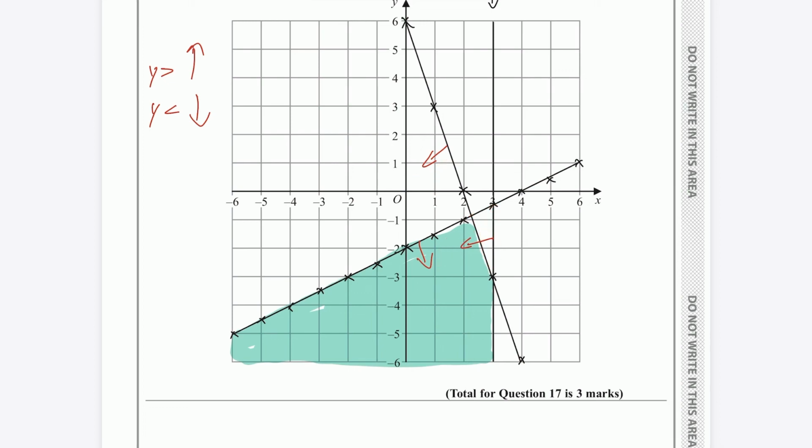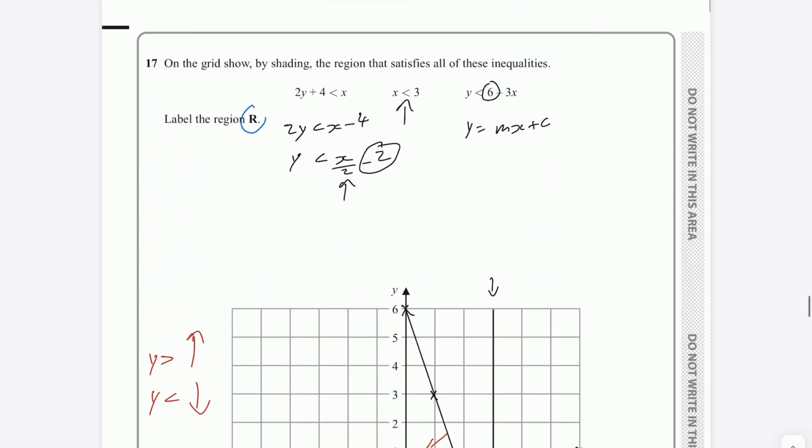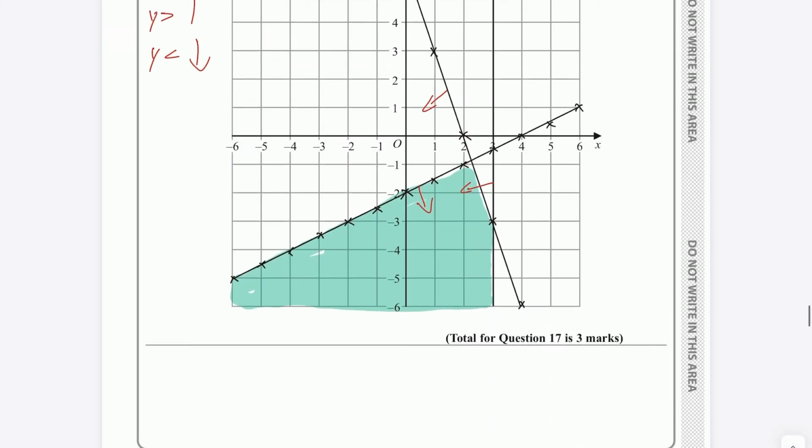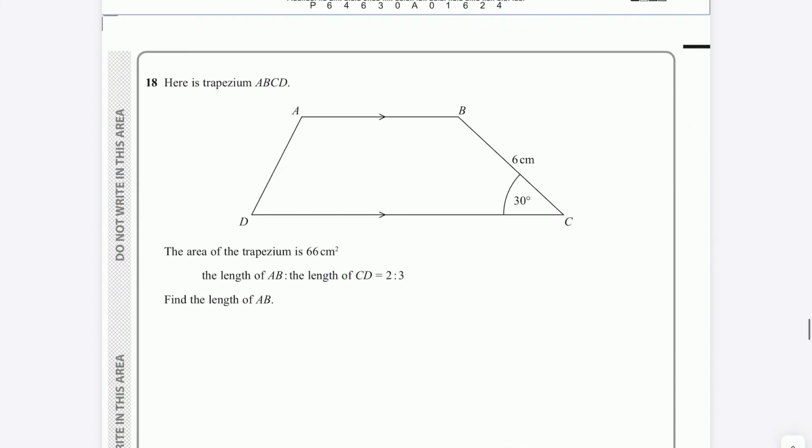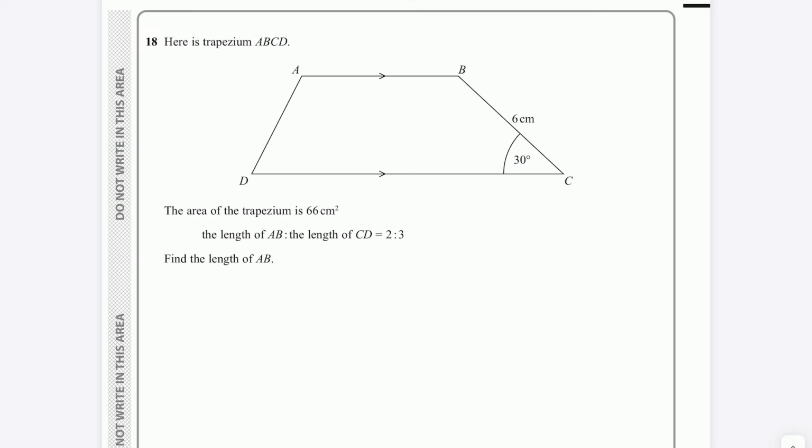And the question also said label. It said label the region, and it said shade it as well, so we'll label it R. So question 18, we have a trapezium. The area of the trapezium is given as 66.